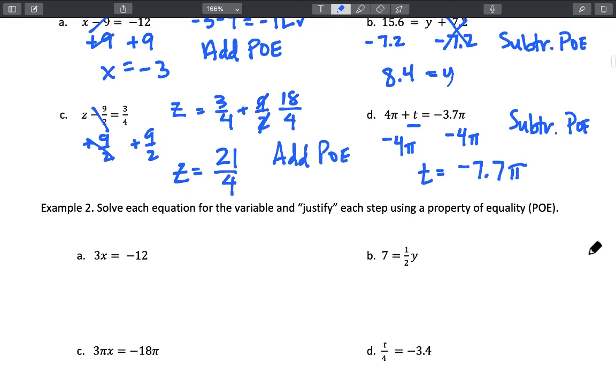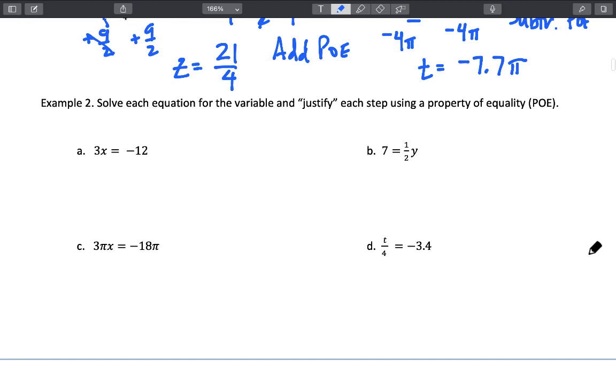All right, let's try some examples with multiplication and division. Example 2a says 3 times some variable x is equal to negative 12. In order to find out what that variable is, we will undo the multiplication by using the inverse operation of division. Divide both sides by 3, and x is equal to negative 4. Justifying my step is just simply stating the operation I used. That is the division property of equality.